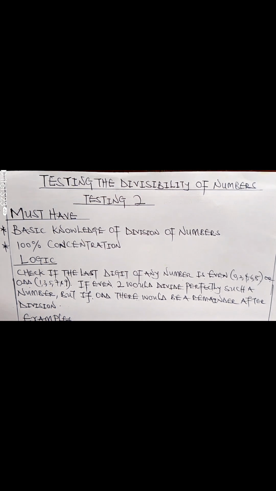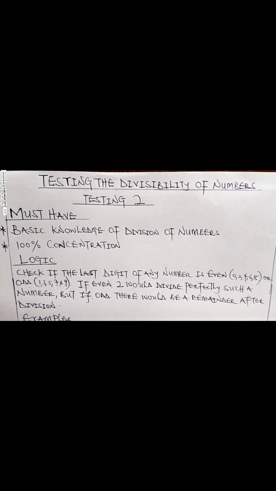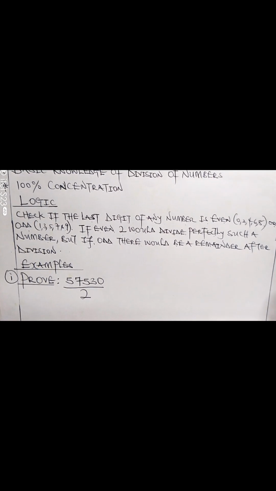And here's the logic as stated here: if the last digit of any given number is even, that is a multiple of 2, it means 2 will divide such a number without a remainder. But if the last digit is odd, it means when 2 divides such a number, there will surely be a remainder. So here is an example.